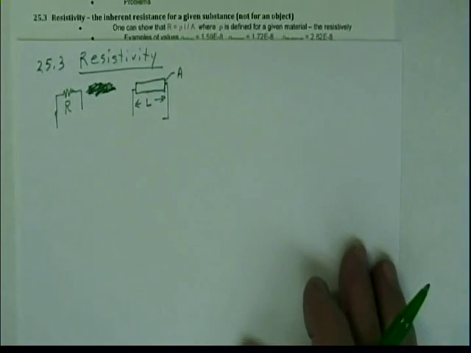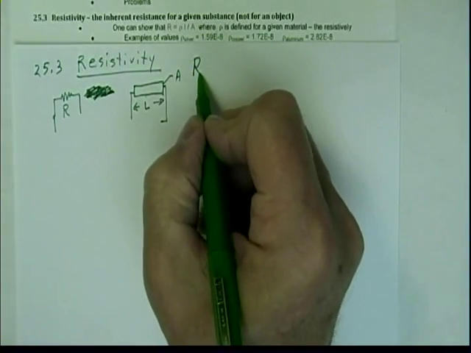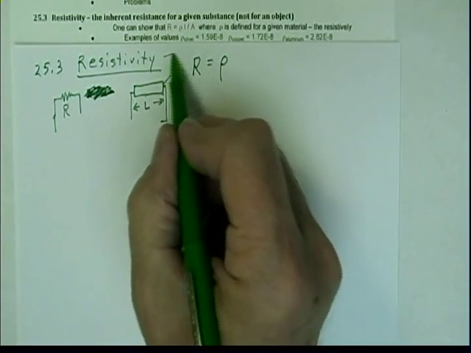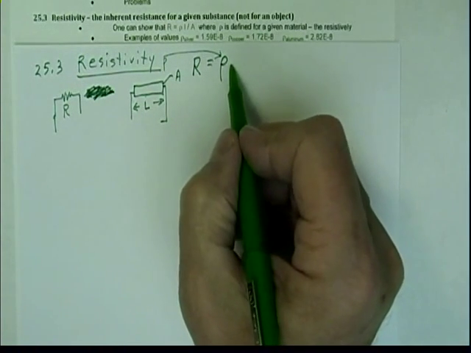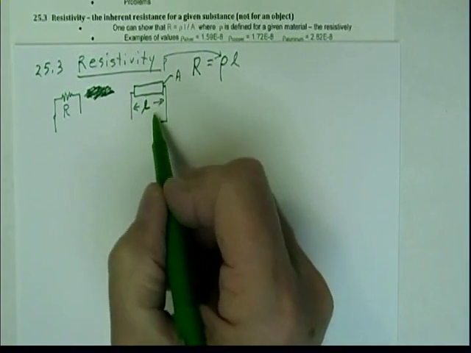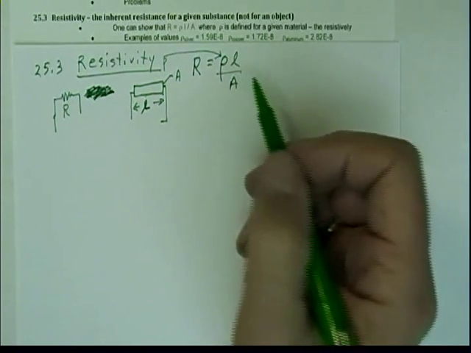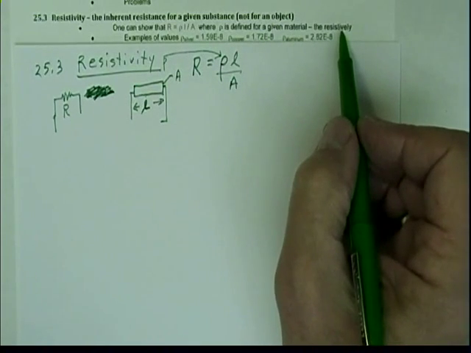And that's given by a formula that says that the resistance of an object is equal to the resistivity, and the resistivity is rho, times the length, I used a small l, so I'll use a small l here, divided by the area. And rho is here defined for a given material.